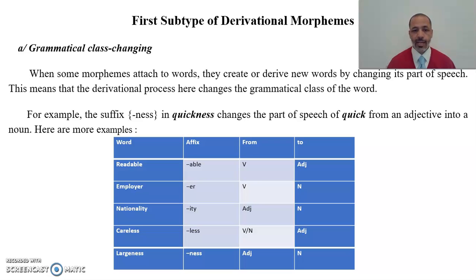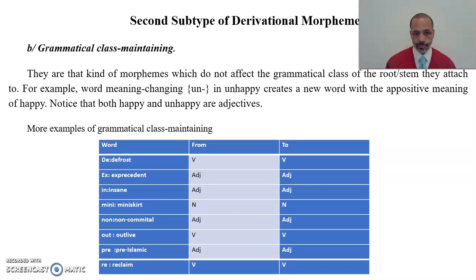An example, if you have a word like quickness, it changes the part of speech of quick from an adjective into a noun. You have in front of you in the chart other examples. You have read, which becomes readable. Verb becomes adjective. Employ, a verb, becomes a noun when you say employer. Nationality: you have national, which is an adjective, and it becomes a noun by nationality. Care, which is a verb or a noun, becomes an adjective, careless, and so on.